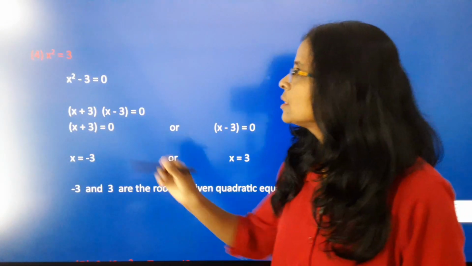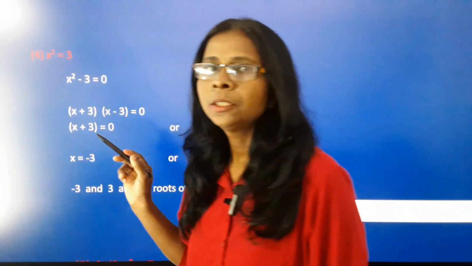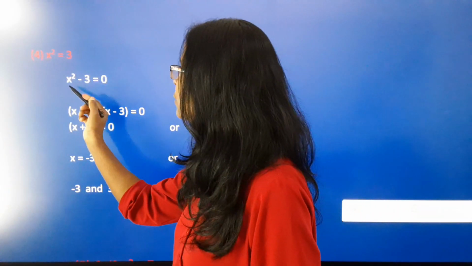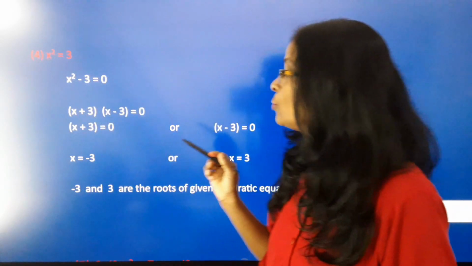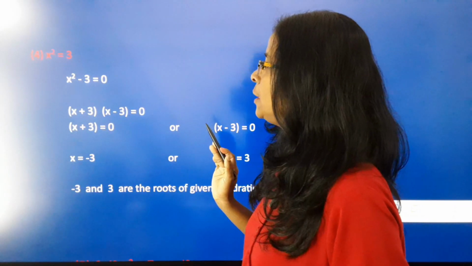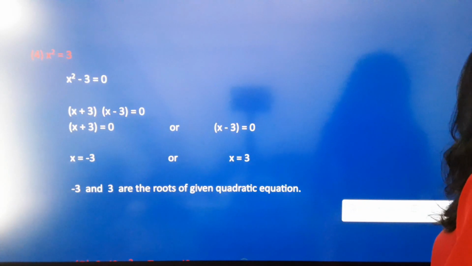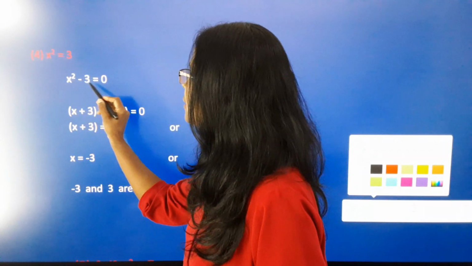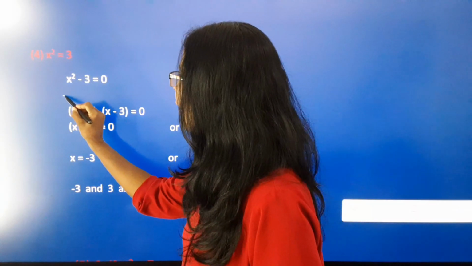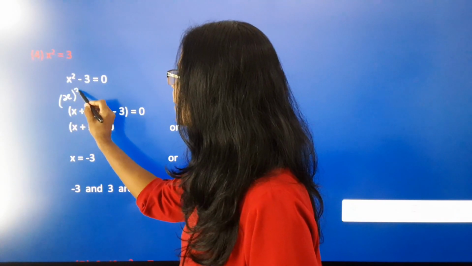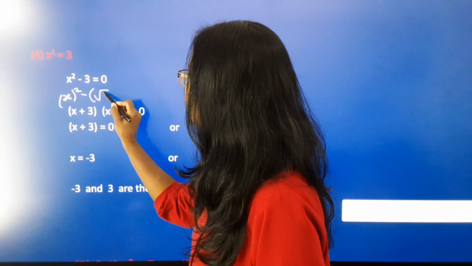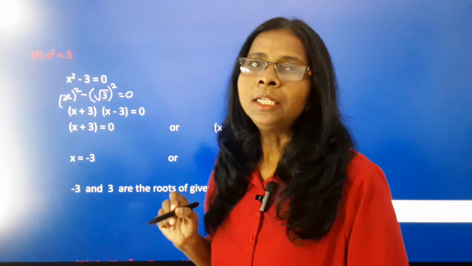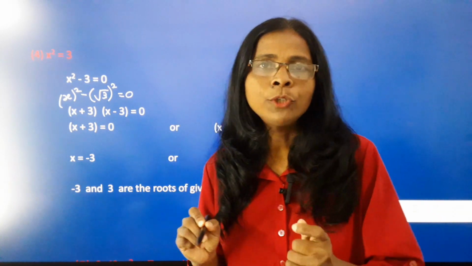Next example students, x square is equal to 3. So make this in the general form of the quadratic equation. So x square minus 3 is equal to 0. So now here x square minus 3, that means we can say that x square minus 3 is equal to 0 and x square minus square of root 3 is equal to 0. Okay, this way. 3 is the square of root 3.